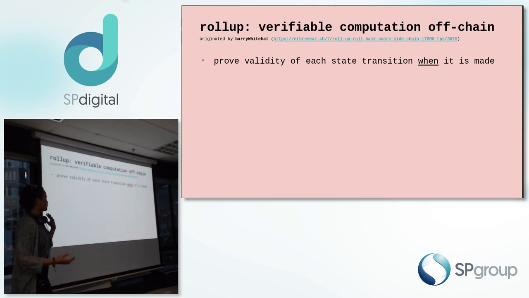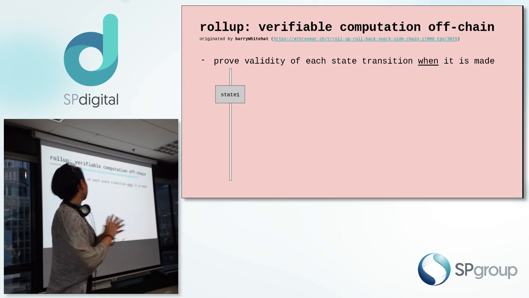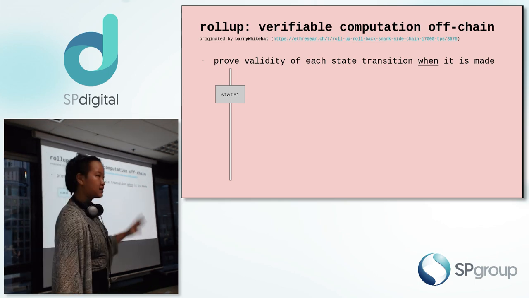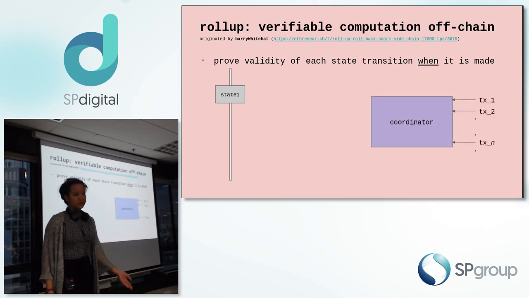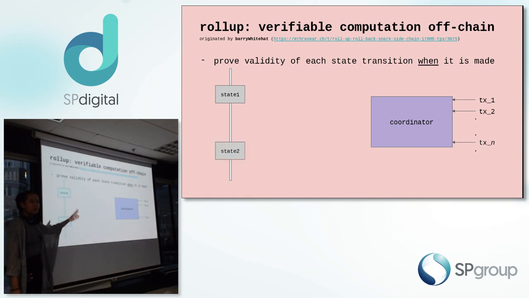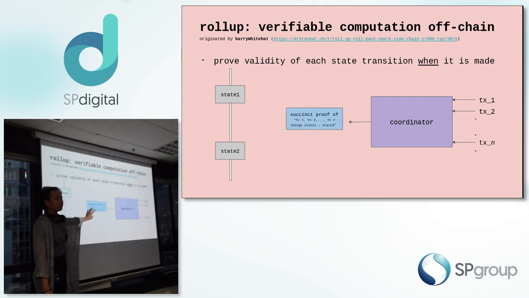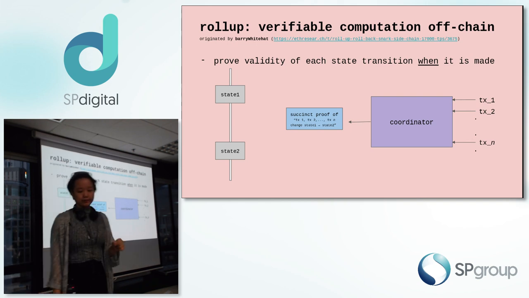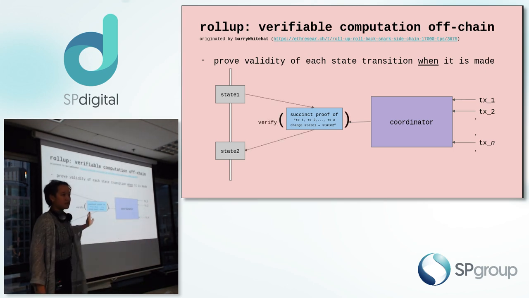What it does is require each state transition to prove its validity before it's accepted on chain. So how this looks in a picture, we have some state one on chain, and we have a bunch of transactions that happened off-chain, and we would like to go to some state two. But in between, we want some kind of proof of these transactions, some kind of proof that they were processed in a valid way. And more precisely, we want to be able to verify this proof on chain.